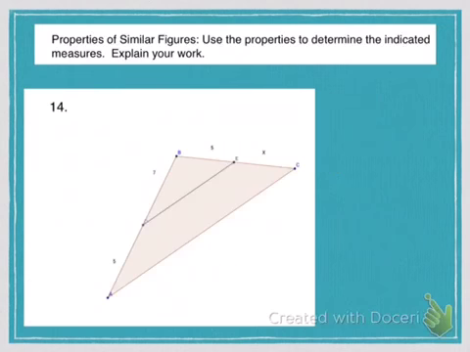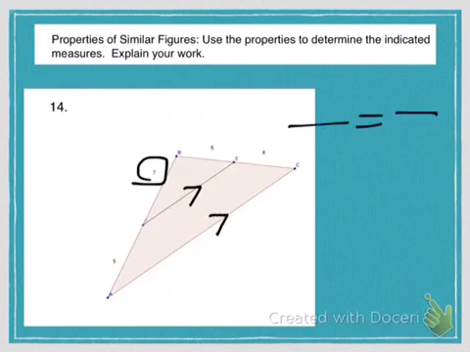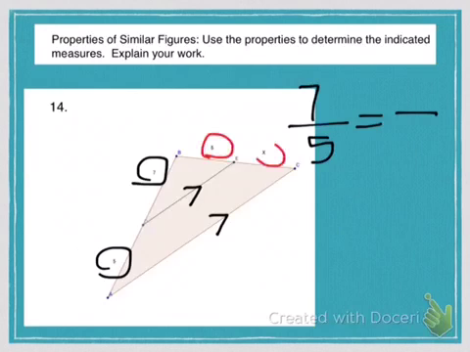Last problem, use the properties of similar figures to determine, and again, this is the triangle proportionality theorem because you have one side parallel to another side. So I'm going to set up my proportions. I'm going to use the numbers on the left, 7 and 5. I'm going to use my numbers on the right, 5 and x.